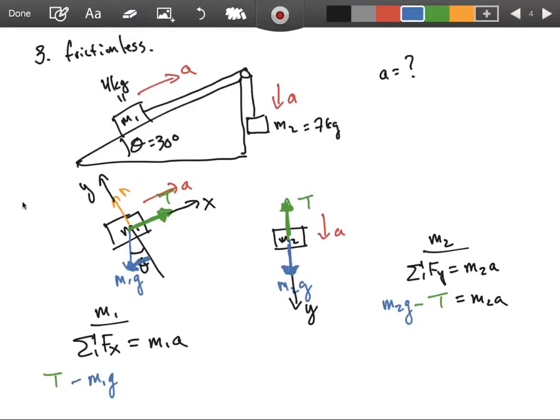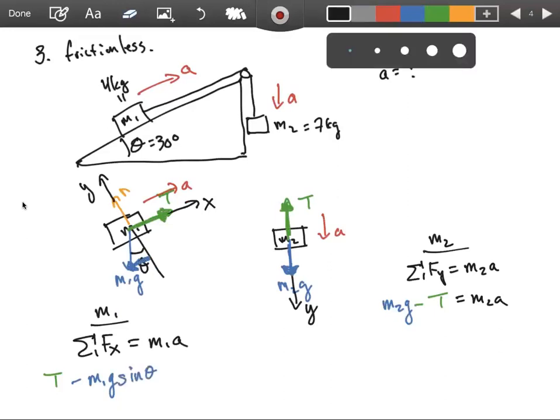Again, the way I determine this is I look at where the angle is relative to the magnitude of the force. In this case, the component I want, which is the bold one that I drew here, is opposite to the angle, so that makes it the sine portion. So I get minus m1g sine of theta is then equal to m1a.